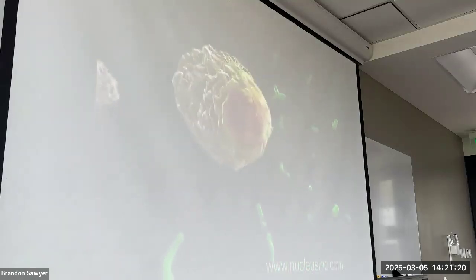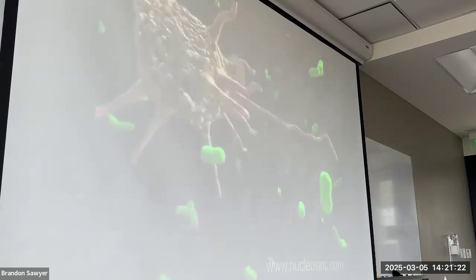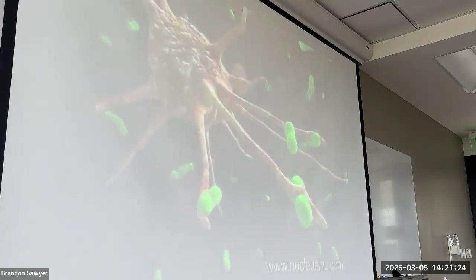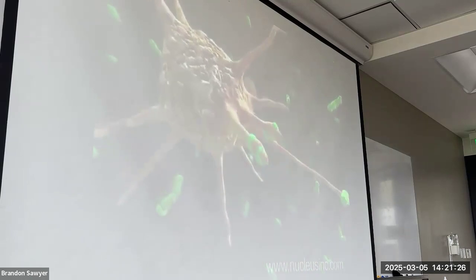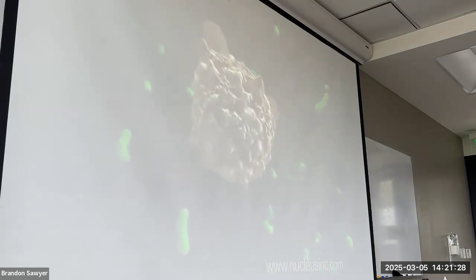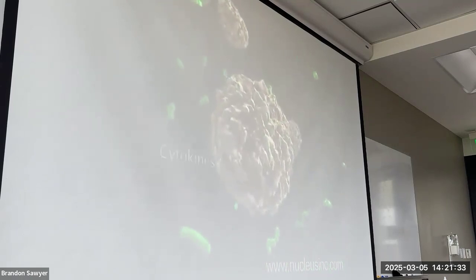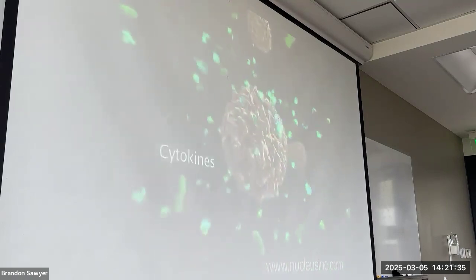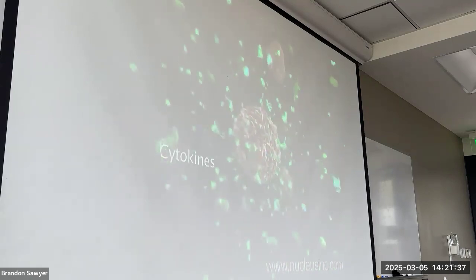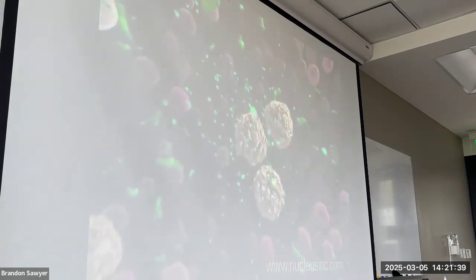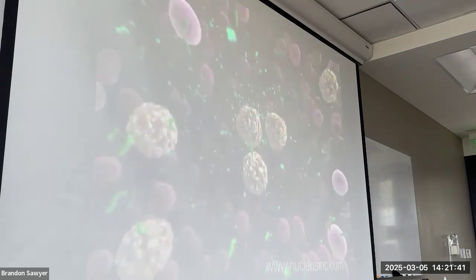Well, this is just showing a macrophage hunting around, looking for prey, getting a bunch of little bacteria, taking them in. Once they eat the bacteria, then they release things to activate the immune system. Those are the cytokines.